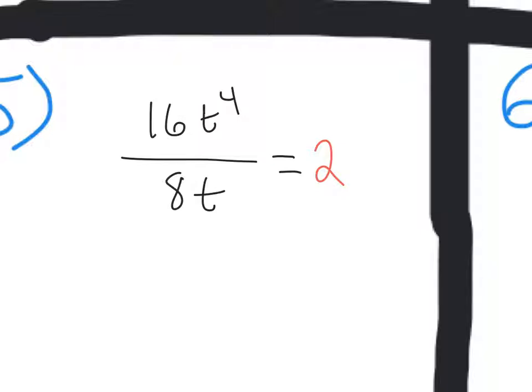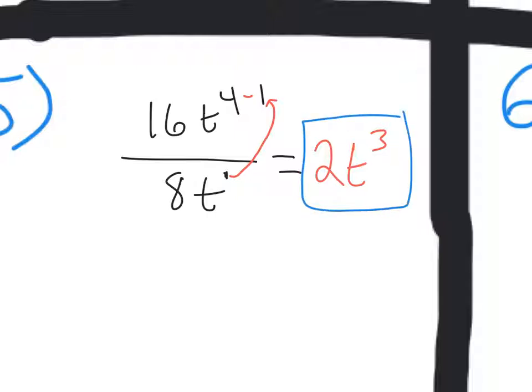Okay, now with our new rule, when we're dividing exponents, if there's nothing above a letter, it's understood to just have a little 1. It's t to the 1st power. Okay, and we can actually move that t to the 1st power up here and subtract it away. So t to the 4th minus 1 is just the same as t to the 3rd power. So there is your answer, circle boxed in blue: 2t to the 3rd.